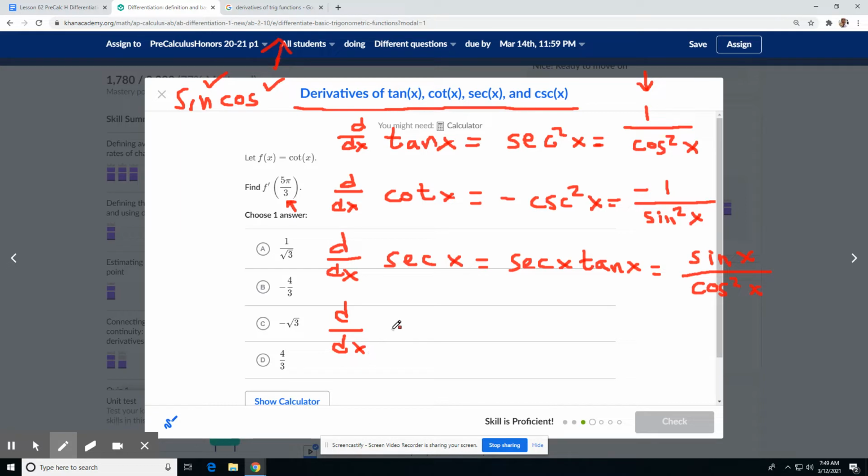And the last one, cosecant. The derivative of cosecant is negative cosecant cotangent, which is equal to, cotangent is the flipping of tangent, sine over cosine, so it'd be cosine over sine. And then cosecant is the flipping of sine. Put that all together, and we still have the negative: negative cosine over sine squared.